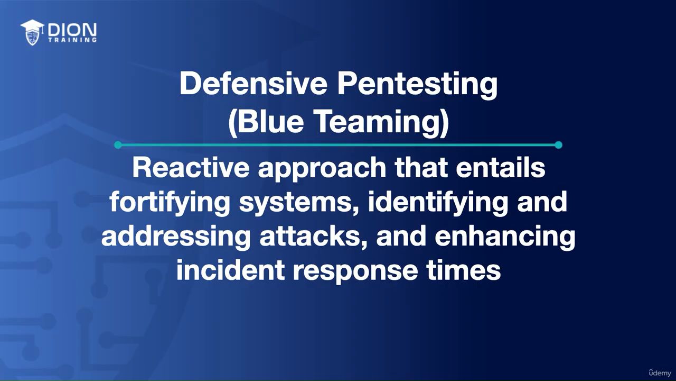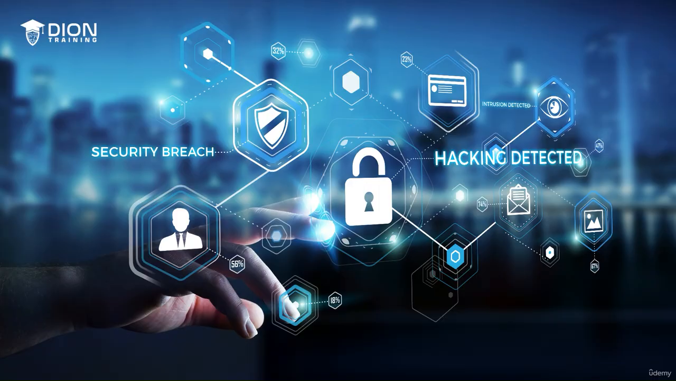Next, we have defensive penetration testing. Defensive penetration testing, also known as blue teaming, is a more reactive approach that involves strengthening systems, detecting and responding to attacks, and improving incident response times. For example, a defensive penetration tester might monitor a network for signs of unusual activity that could indicate an attack. If an attack is detected, the tester would then work to mitigate the damage and strengthen the system to prevent future attacks. By conducting defensive penetration testing in your organization, your staff will learn how to better conduct an incident response, strengthen their systems, and enhance their detection capabilities.